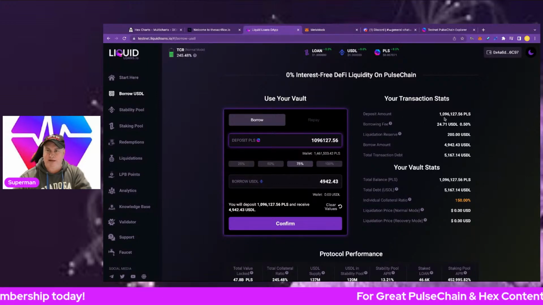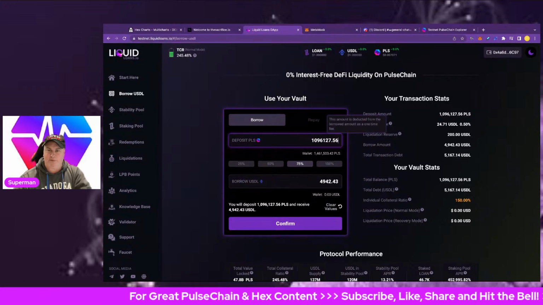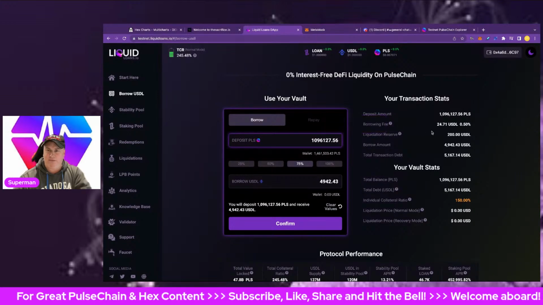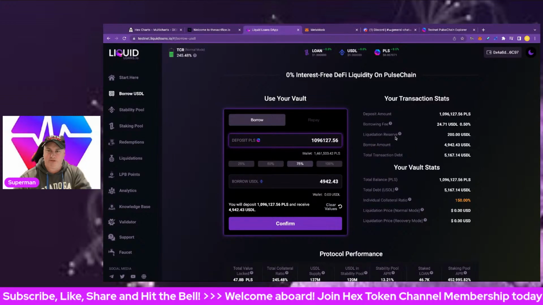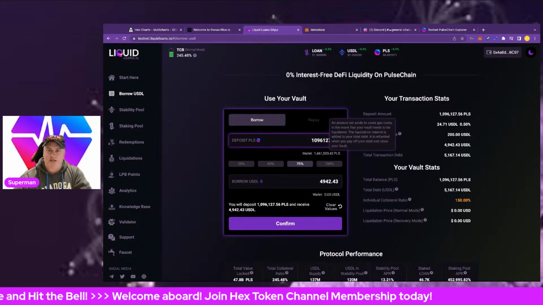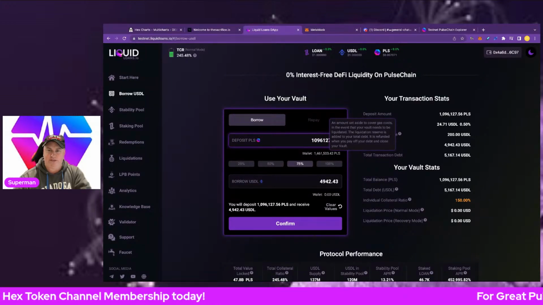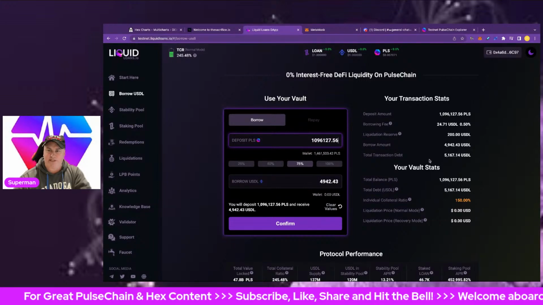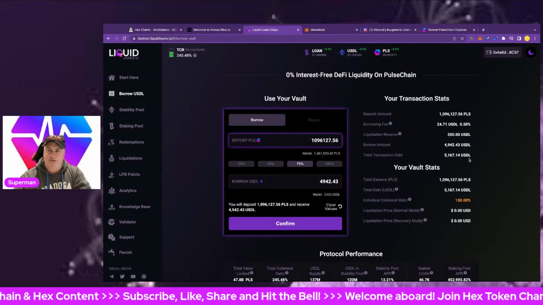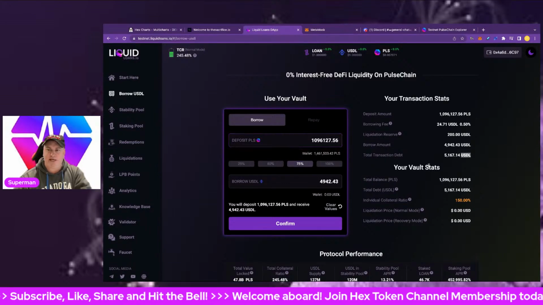Now let's talk deposit amount, 1 million Pulse. The borrowing fee is deducted from the borrowing amount as a one-time fee, which is $24.71 here, 0.5%. And of course, the liquidation reserve: there is an amount set aside to cover gas costs in the event that your vault needs to be liquidated. The liquidation reserve is added to your total debt and is refunded when you pay off your debt and close your vault. So that's cool, we're going to get that back. That's 200 USDL. Borrow amount, 4,942 USDL there. The total transaction debt, 5,167 USDL. That's basically like a US dollar, USDL there, same thing.